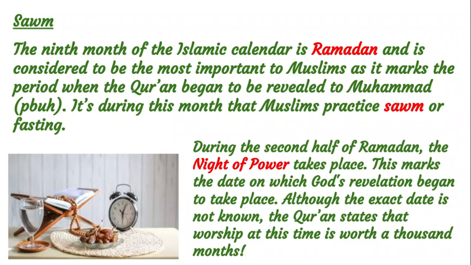Okay, so on to the next one, which is Saum. The 9th month of the Islamic calendar is Ramadan, and I know that at the time of recording this, Ramadan is taking place. And it's considered to be the most important to Muslims as it marks the period when the Quran began to be revealed by Muhammad, peace be upon him. It's during this month that Muslims practice Saum or fasting. Now, during the second half of Ramadan, the Night of Power takes place. This marks the date on which God's revelation began to take place. Now, it's not an exact date because that's not known, but the Quran states that worship at this time is worth 1,000 months of prayer.